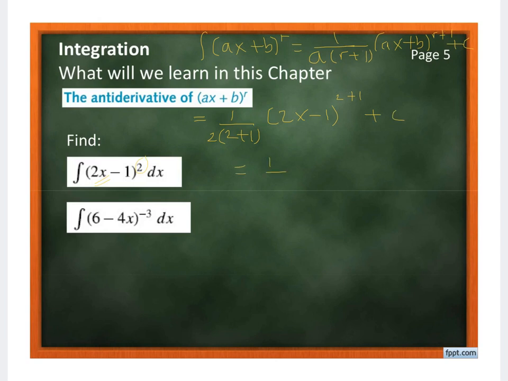2 times 3 is 6. So that is the answer. For number 2, this one the a. Careful, this one the a: negative 4. This one r: negative 3 plus 1. 6 minus 4x, negative 3 plus 1, c.